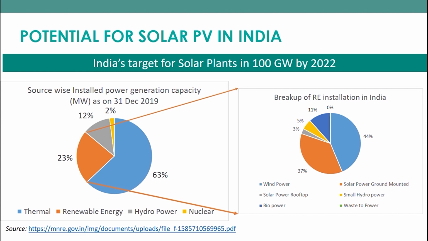Let's take a look at what the source-wise breakup was of the power generation in this state. As of December 31st, 2019, 63% of the power generated is from thermal sources, 23% from renewable energy, 12% from hydropower, and 2% from nuclear sources. Now, within this 23%, a significant chunk is around 44% from wind power, 37% from large-scale utility power plants. Solar rooftop solutions are only about 3%.